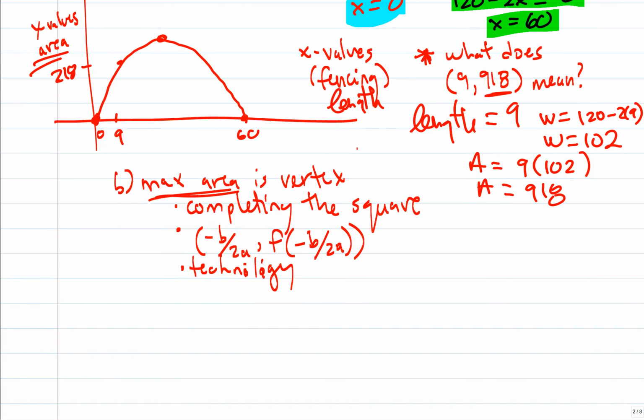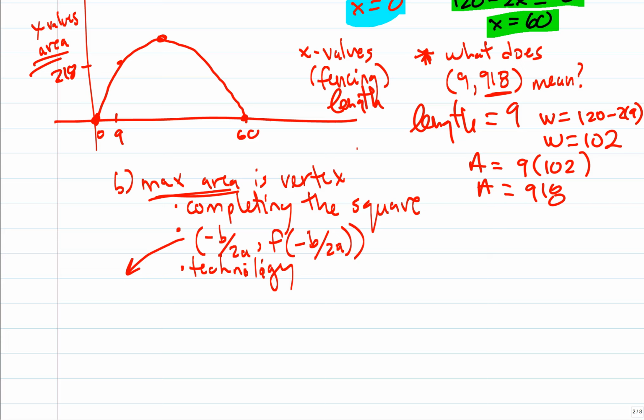We can do this one of two ways. We can do it by completing the square, or we can do this by using negative b over 2a and f of negative b over 2a. Or we could use technology. So I guess there are three ways. I'm going to start with this because I think that's going to be our easiest option.